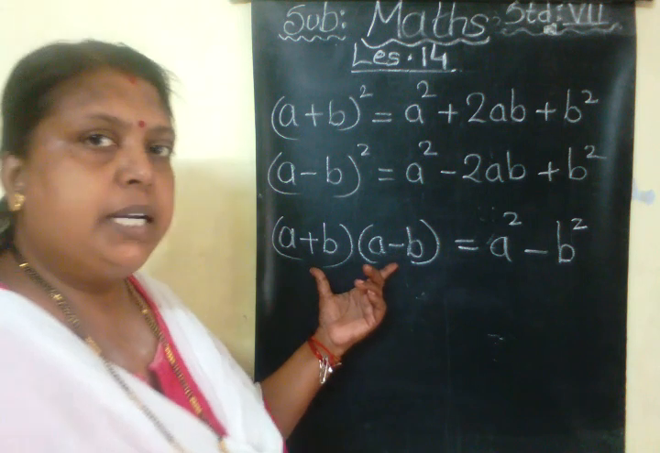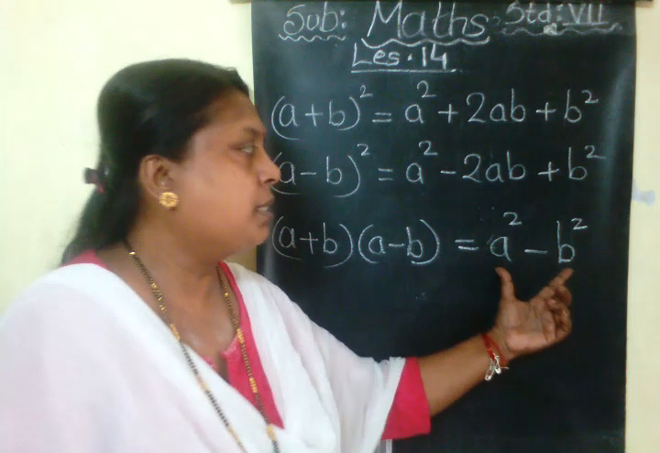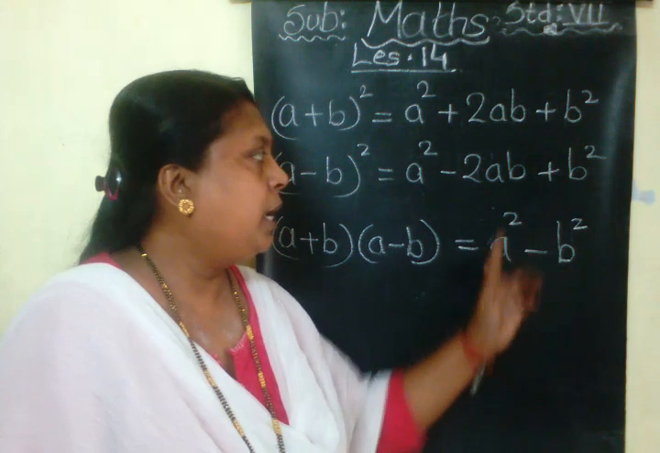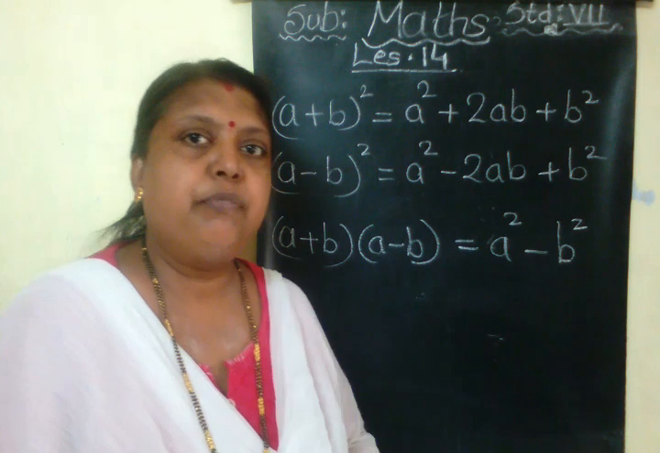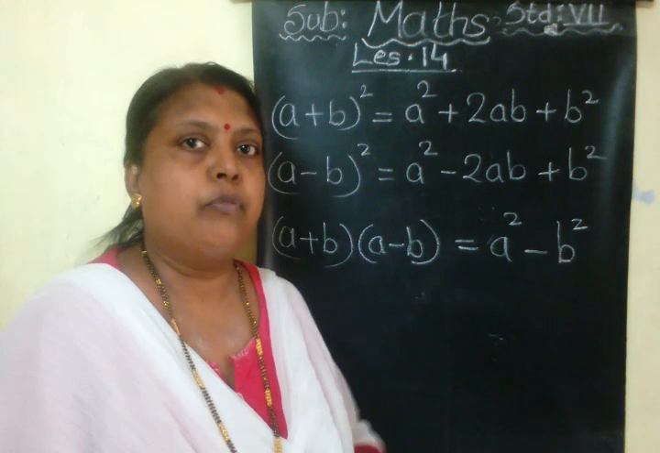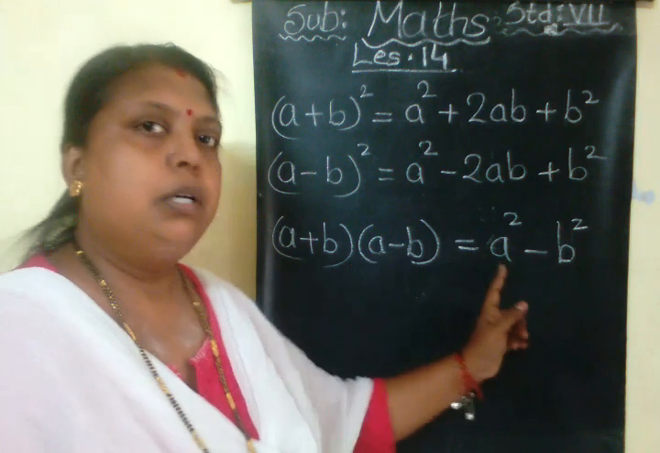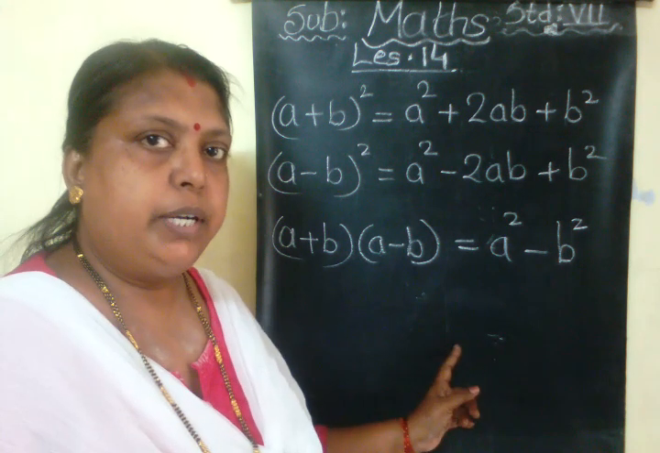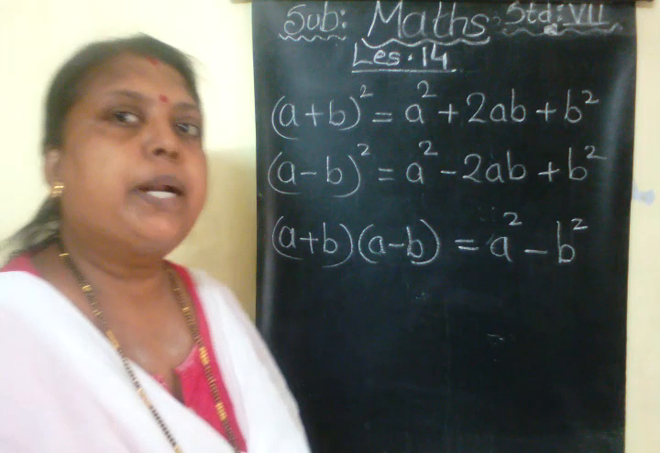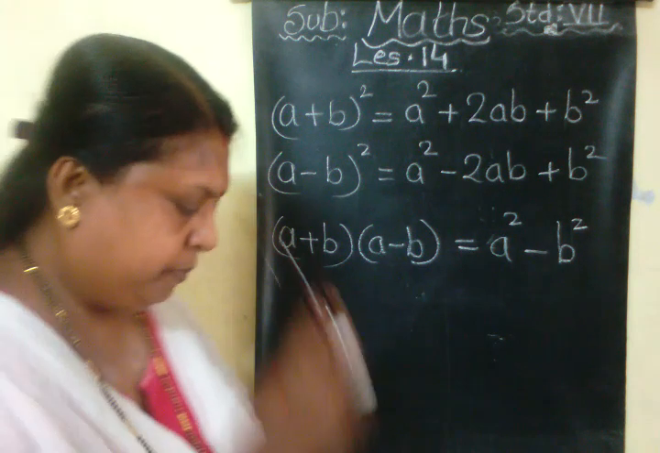Now, if such is the condition, then the formula says the expansion is a square minus b square. So, now the practice set 51 that we are going to solve is based on this third expansion formula. So, I think all the three formulas you have written. So, we will begin with practice set 51.